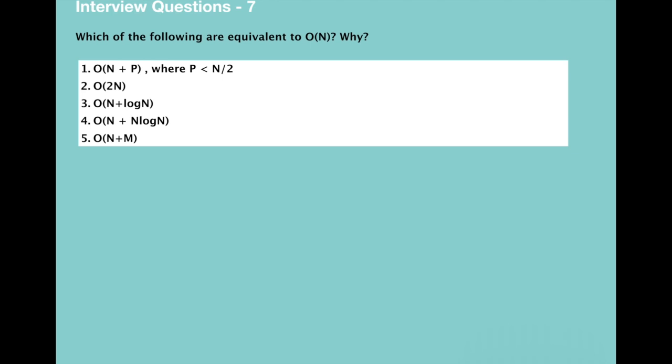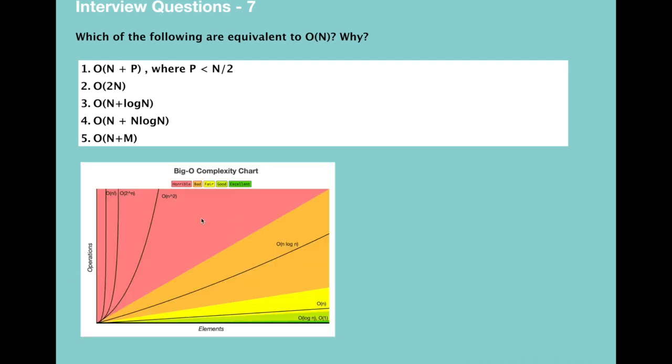Question number 7. Here we have a different type of question in which we need to find the equivalent of O(n), and we need to give a reason why we are selecting any of these as equivalent of O(n). Let me give you a tip here. When you need to drop non-dominant terms, it's very useful to use the time complexity graph that we presented in previous lectures. This one. From here you can identify which time complexity is dominant and which is non-dominant.